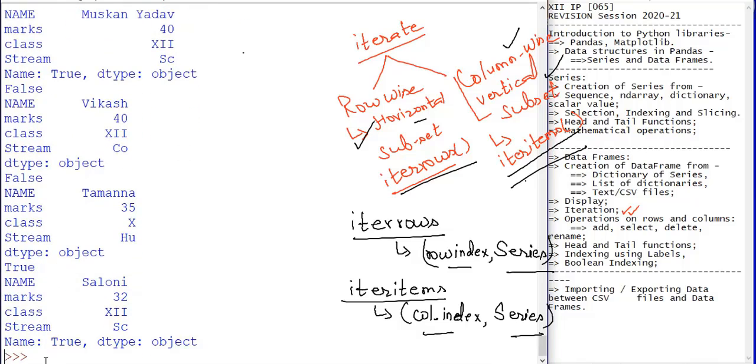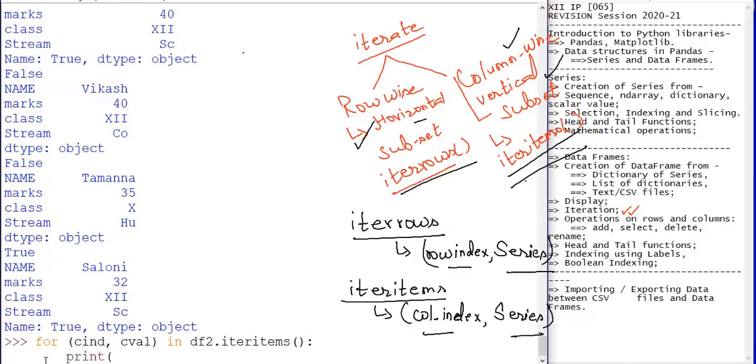So this way we are accessing the information through iterrows, and now the same we are going to do for iteritems. So what I'm doing, I'm going to write here for, and again I'm using column index comma column val, okay, in df2.iteritems().